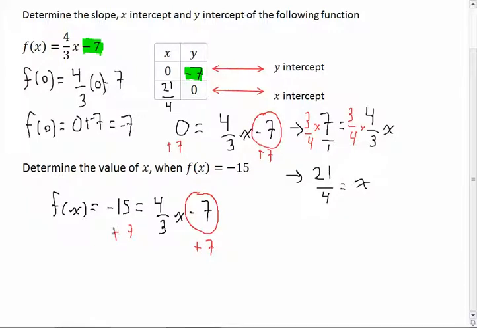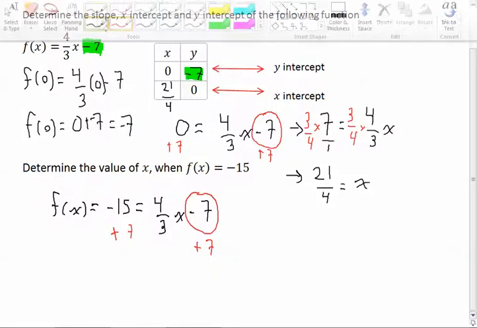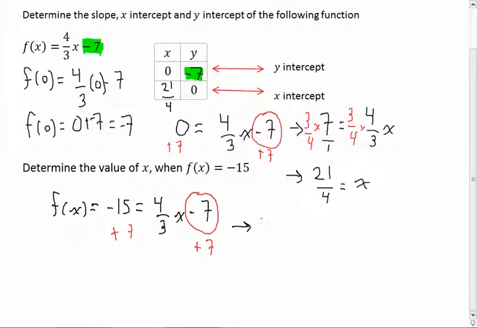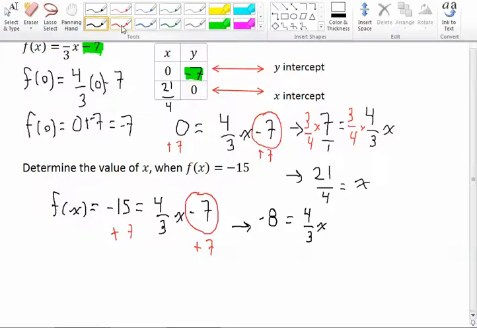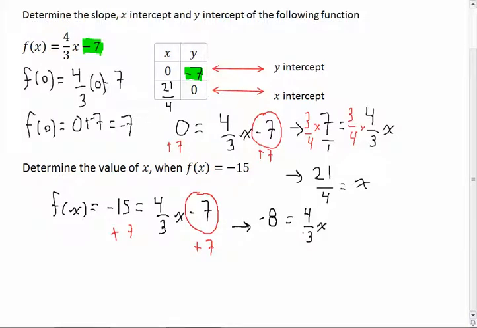So what's going to be different here is, what's negative 15 plus 7? Yeah, you get negative 8, right? So you get negative 8 is equal to 4/3 x. What do we multiply both sides of our equation by? Well, by the reciprocal. Remember, to multiply a fraction to get 1, you always just multiply by the reciprocal. So I'm going to multiply by 3 over 4 on this side, and I'm going to multiply by 3 over 4 on this side. And this is going to leave us with negative 24 over 4 is equal to x.